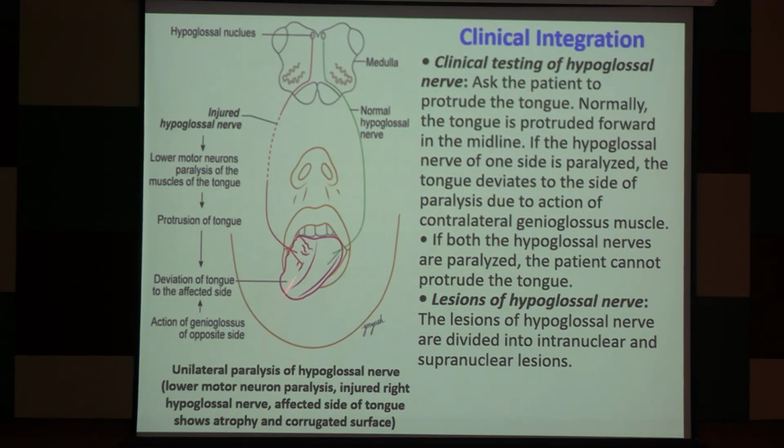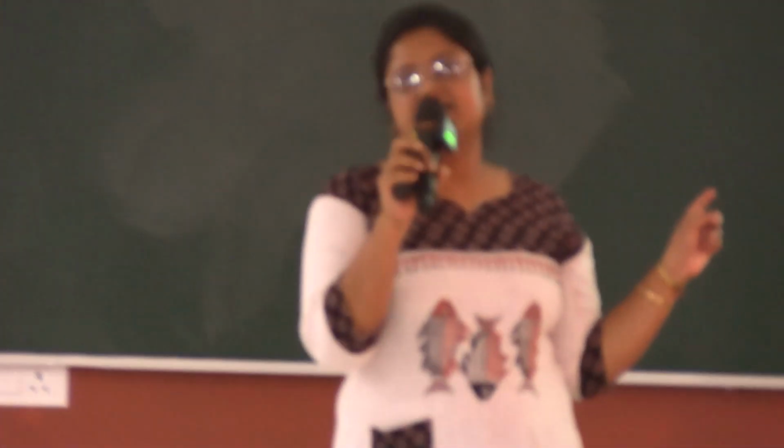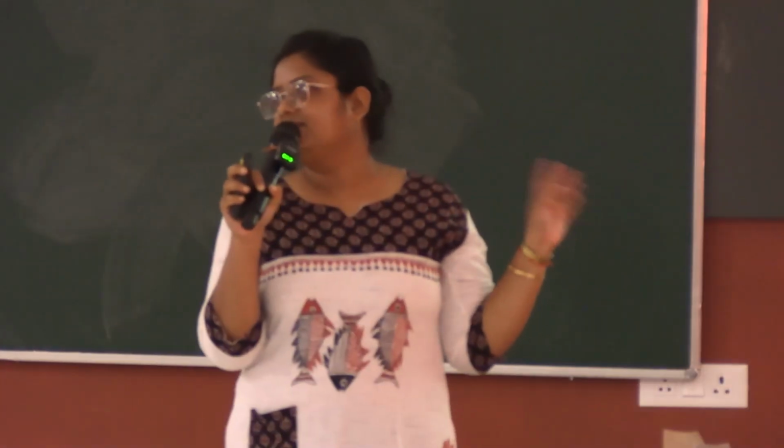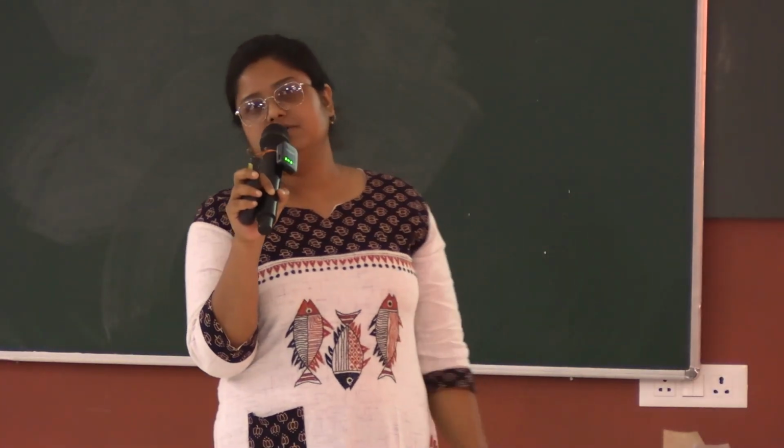See here, the patient is protruding the tongue and the tongue is deviated to this side. And on this side, injury of the hypoglossal nerve has occurred. So the tongue is deviated to the injured side. Lower motor neuron type of paralysis of muscles of the tongue, and during protrusion, deviation of the tongue to the affected side due to action of the genioglossus of the opposite side. Okay. And this is important. Explain why, in paralysis of the hypoglossal nerve on one side, the tongue is deviated to the affected side due to action of the opposite sided genioglossus muscle.